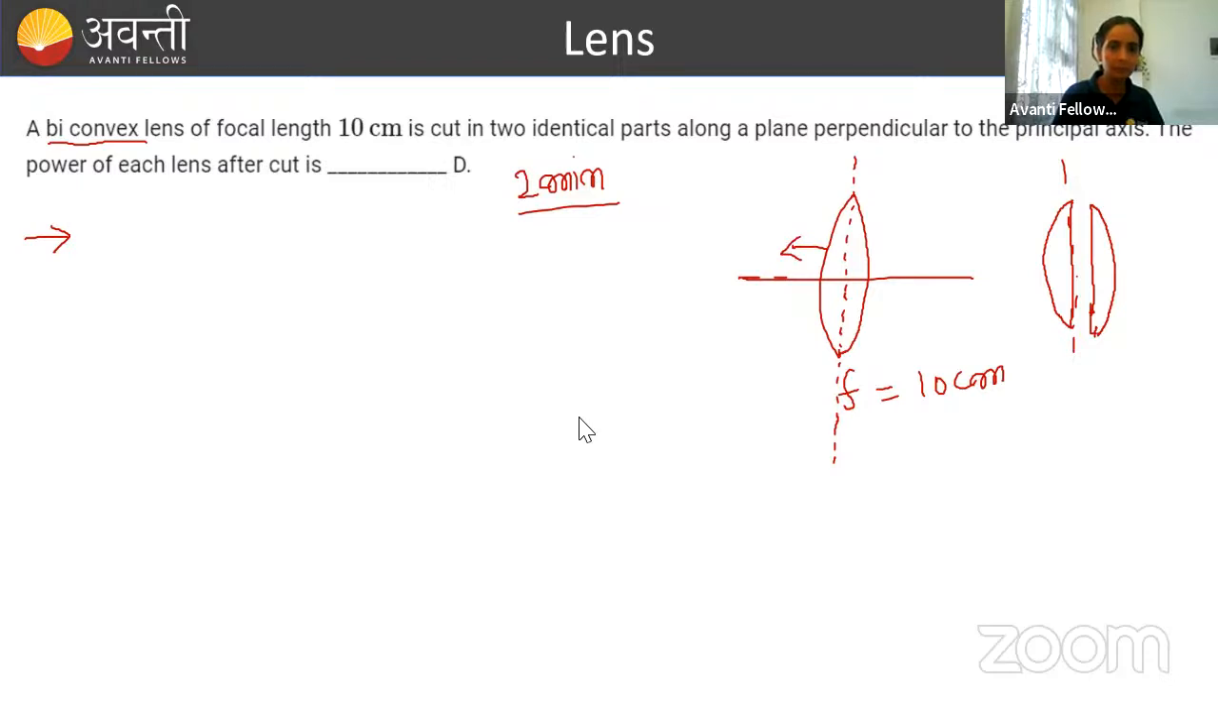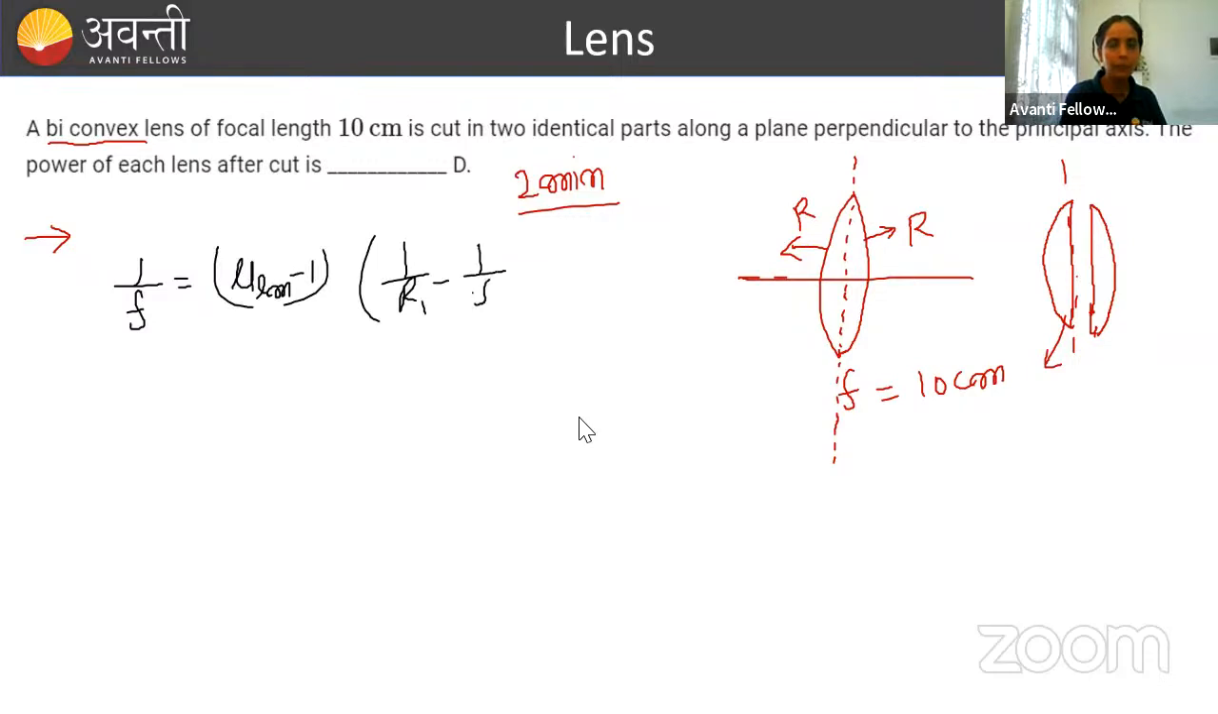Then if this is R, then this will also be R. Now you have to tell me what will be the focal length of this single part. So just use the lens maker's formula and you will be able to solve the question. Let me do it and show you how. So what is the lens maker's formula? 1 by f equals mu L minus 1 into 1 by R1 minus 1 by R2.